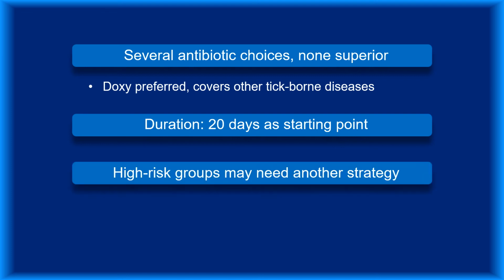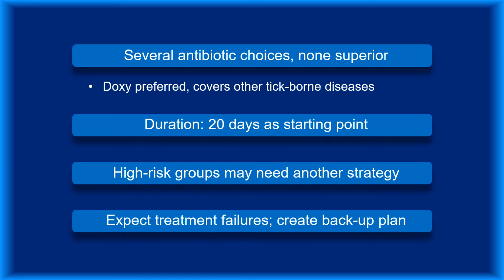The trials also suggest a need for risk stratification. Patients presenting with neurologic symptoms, severe illness, and multiple EM lesions are at higher risk of treatment failure. So are patients who remain ill at the conclusion of antibiotic therapy. It's possible that these groups would benefit from a different therapeutic strategy, but no trials have investigated this possibility. Treatment failures occur and require additional intervention.